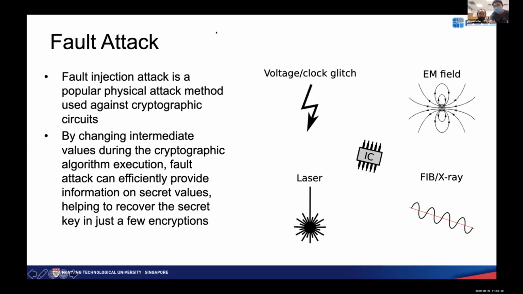I can't see the screen here. Oh, you don't want to see the screen? No, I want to see the slide. I can't see the slide. I can't see. Thanks. Sorry about that.